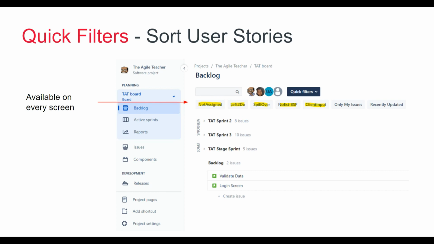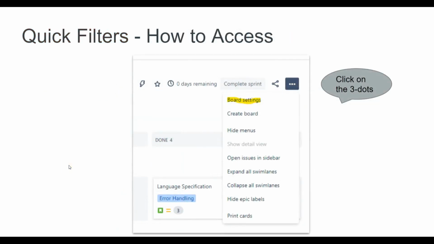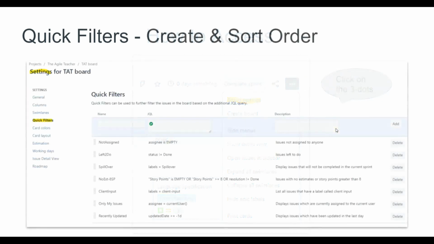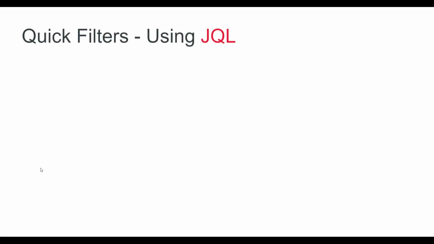And they're always available in your backlog view, active sprint view. So they're always available to you for you to click on. And to do that, you go to the board settings, which is 3 dots. You move down here under quick filters. You start typing in the name of the filter. The JQL, which is Jira Query Language, is built like SQL. You just type in there, for example, status is not done, not equal to done, which is left to do, and then these are all the issues left to do, and then you can move these up and down as well if you want to.